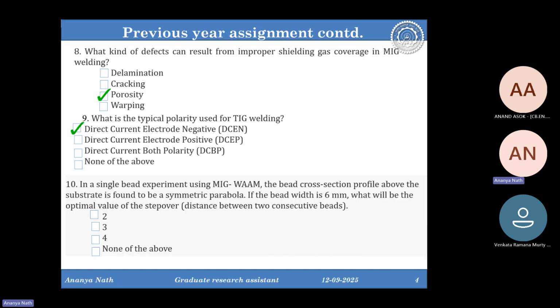Then, in a single bead experiment using MIG WAM, the bead cross-section profile above the substrate is found to be a symmetric parabola. If the base width is 6 mm, what will be the optimal value of the step over distance between two consecutive beads? So this is the formula. I would suggest you write down the formula and use it later for practicing. It is 2/3.